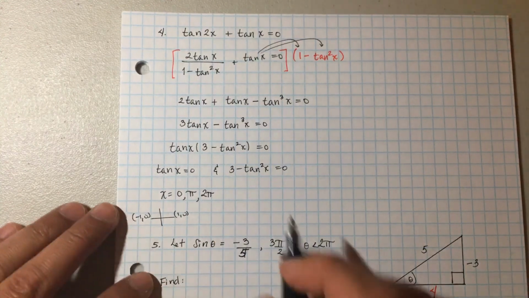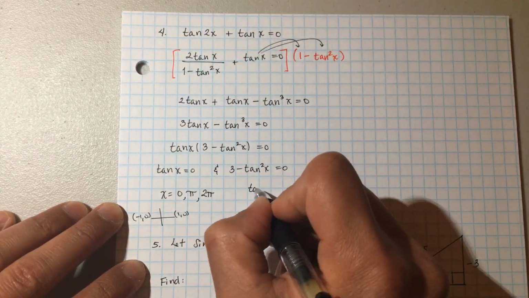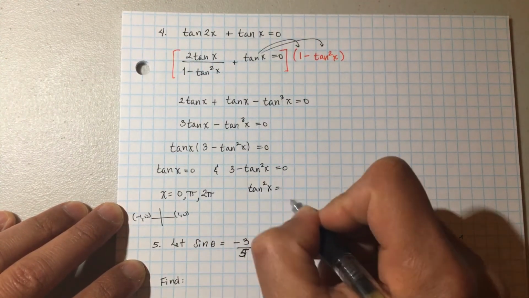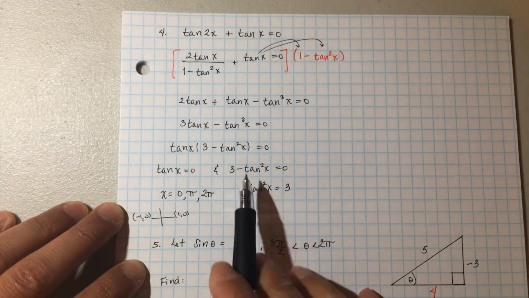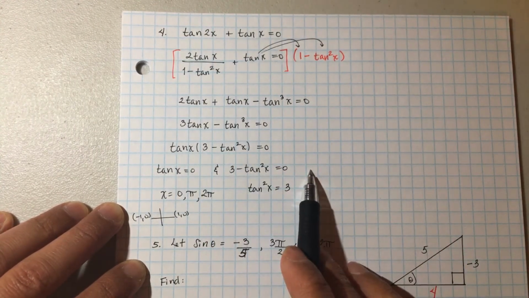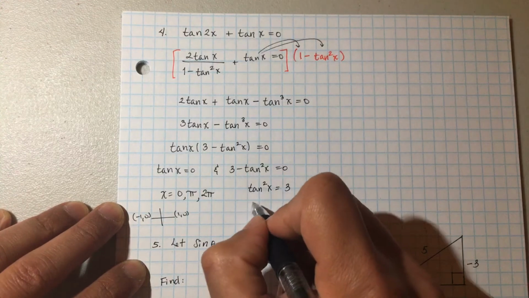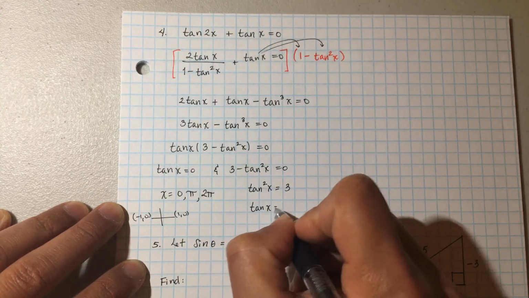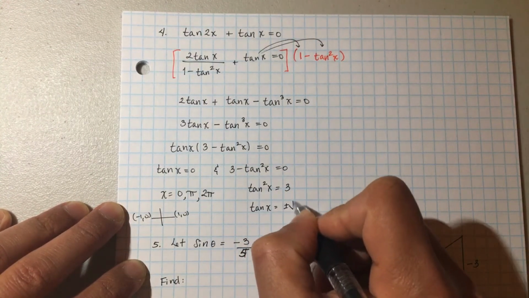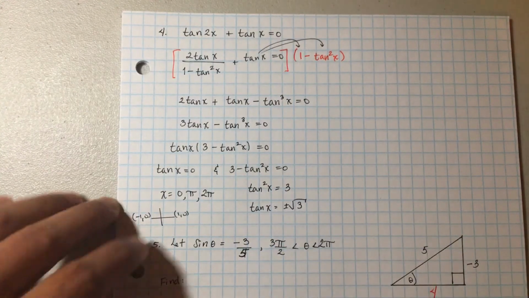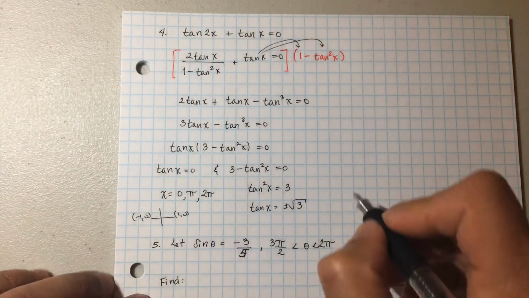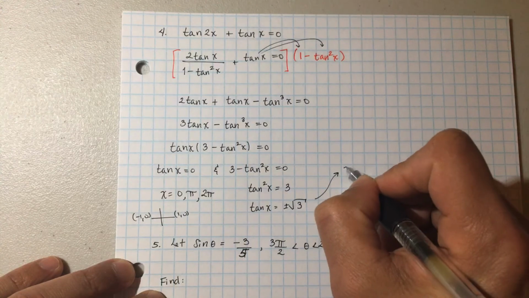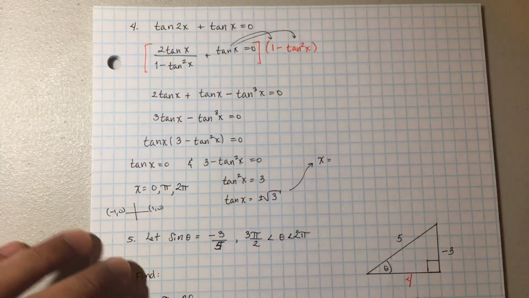What about this guy? Well, if we solve this, we're going to have tangent squared of x is equal to 3. Okay, bring this guy to this side. Now we're going to take the square root. We're going to have tangent of x is equal to plus or minus the square root of 3. Now we've got to figure out where, and we'll take this guy over here. Where is tangent square root of 3?